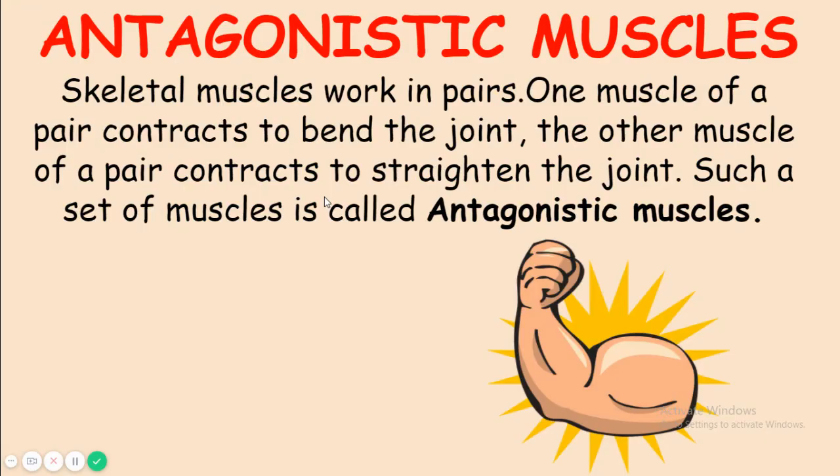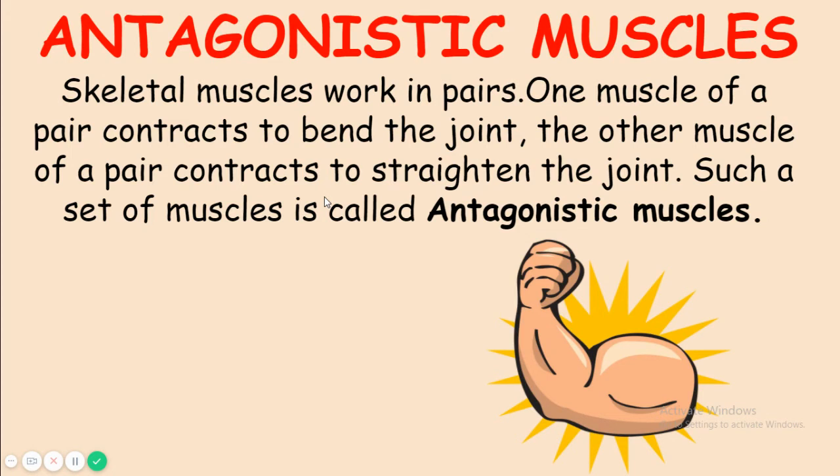Moving forward, the third topic is antagonistic muscles. What is meant by antagonistic muscles? The muscles which act in counteraction to each other are called antagonistic muscles. Skeletal muscles work in pairs. Mostly the muscles work in pairs. When one muscle is contracting, the other muscle is relaxed. When the second muscle is contracting, the first muscle will be relaxed.